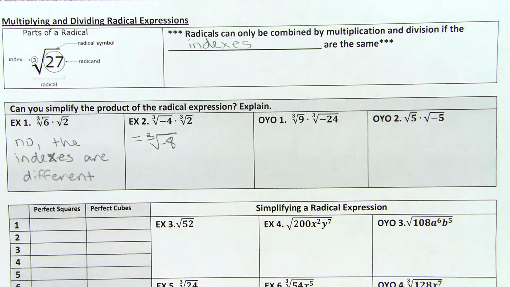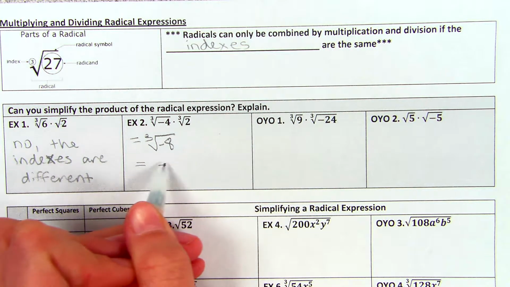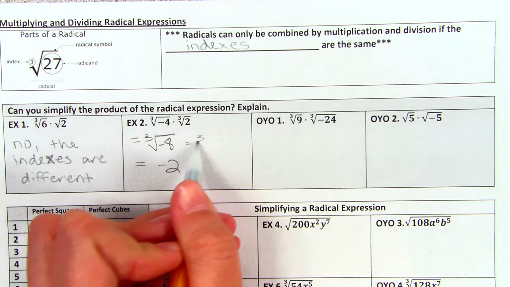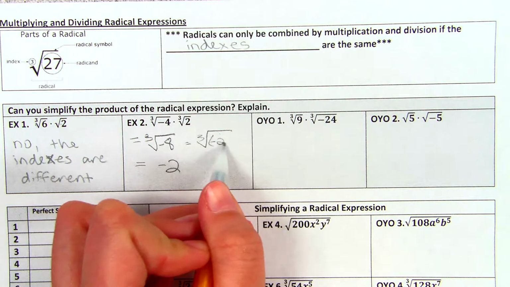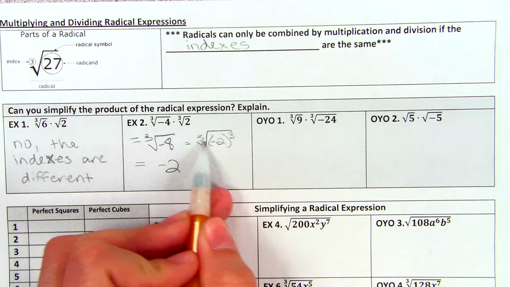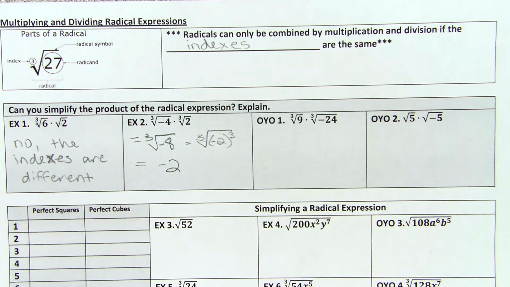So I want to think about, what do I cube to get to negative 8? What number do I multiply by itself 3 times that will give me a negative 8? There's only one option there, and that answer is negative 2. Because I know that if I take negative 2 and I cube it, that would give me negative 8. A cube and a cube root cancel, giving me just negative 2.